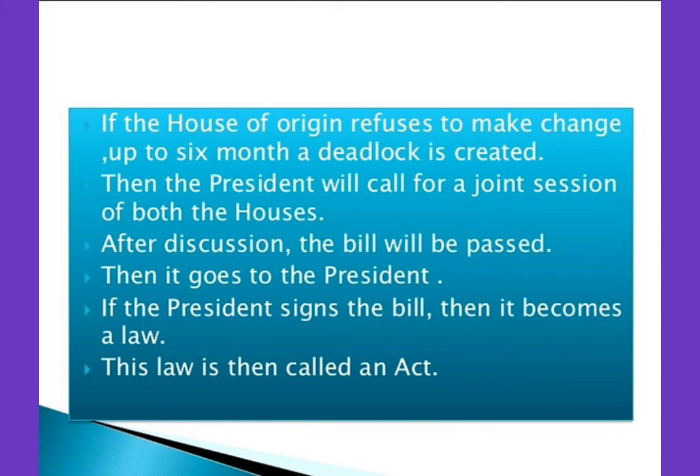If the originating house refuses to make the change for up to 6 months, a deadlock is created. Then the President will call for a joint session. Session means a meeting of both the houses. After discussion, the bill will be passed, and finally it goes into the hands of the President. If the President signs the bill, then it becomes a law, and this law is then called an act.